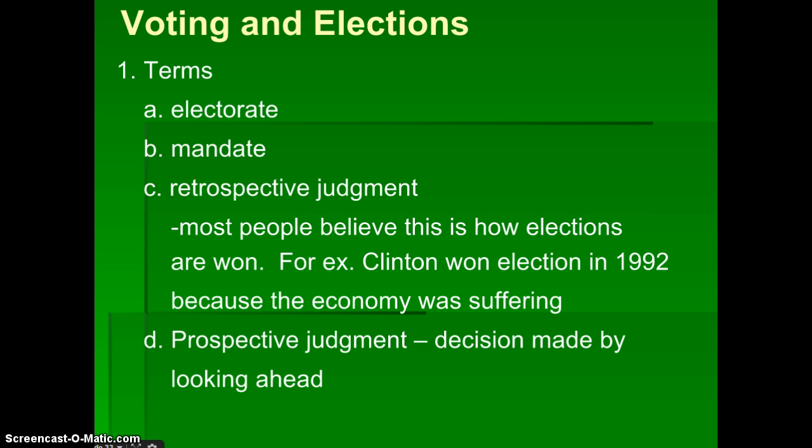Now, in terms of election, there are two ways to do it. Candidates use a prospective judgment. They say, if elected, I'm going to do these three things. If elected, I'm going to create more jobs, I'm going to get us out of Iraq, I'm going to create immigration reform.